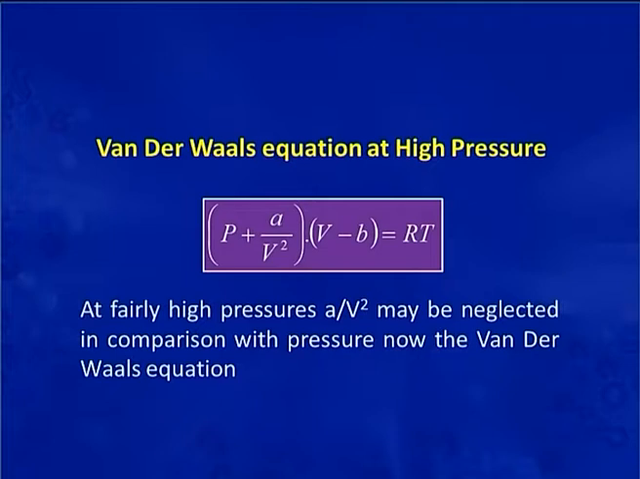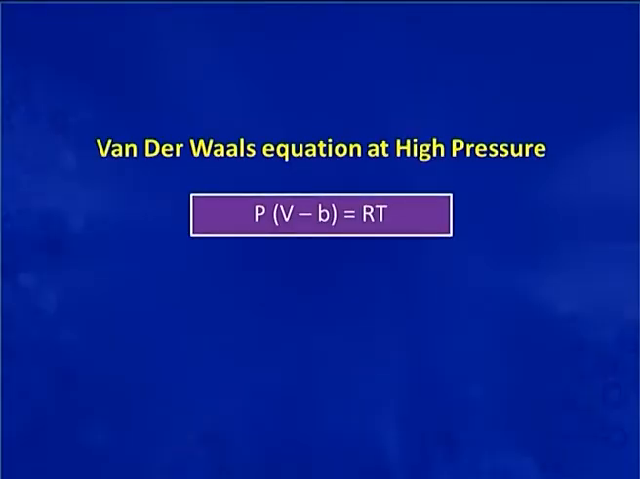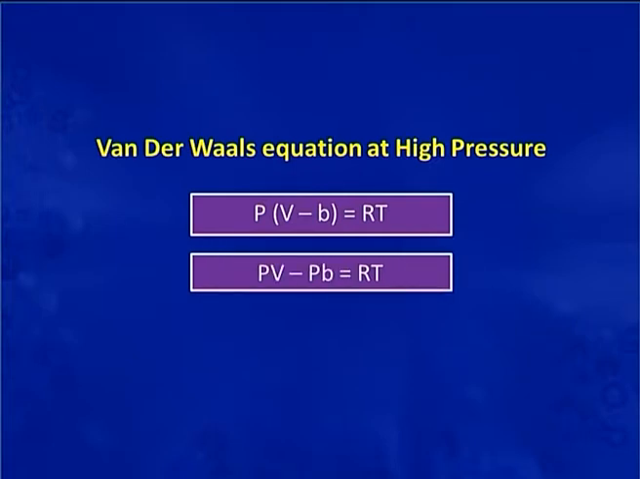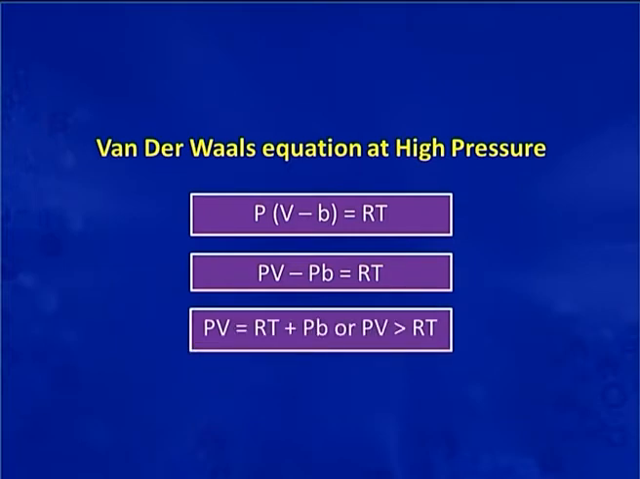So, at high pressure, when we neglect the factor a/V², the equation will be P(V − b) = RT, or you can write it as PV − Pb = RT. So, PV = RT + Pb, or you can write it as PV is greater than RT here.